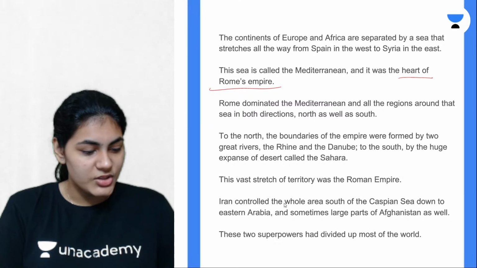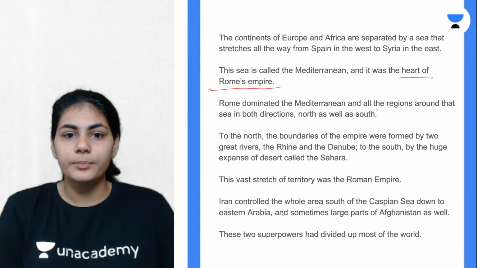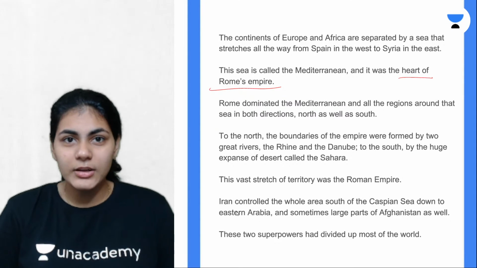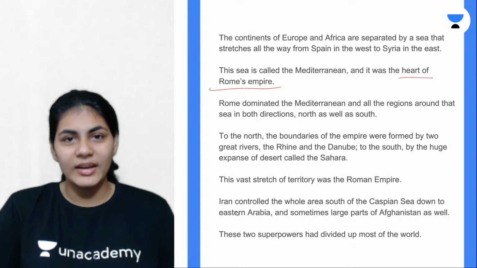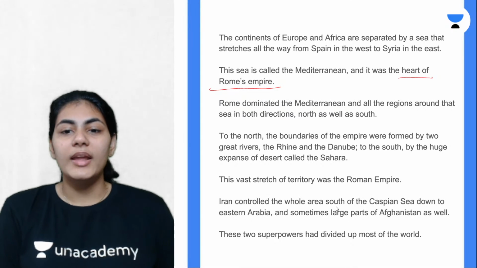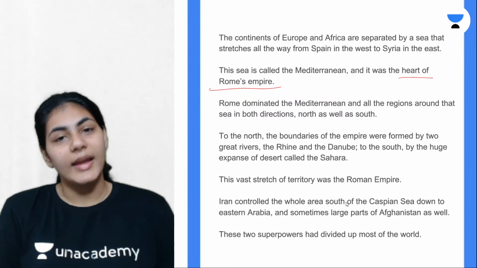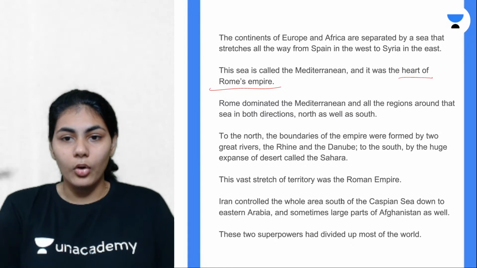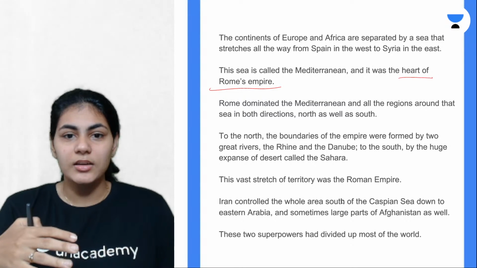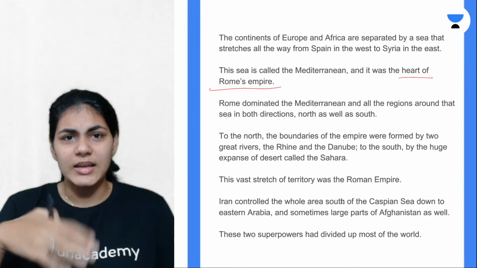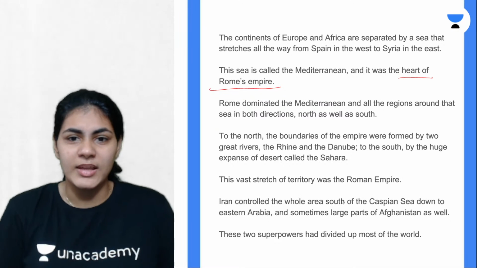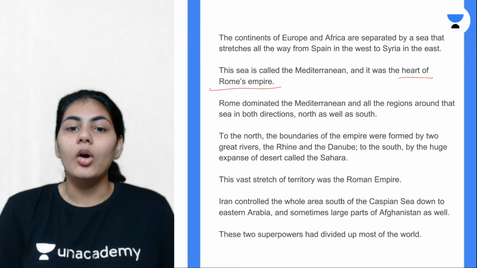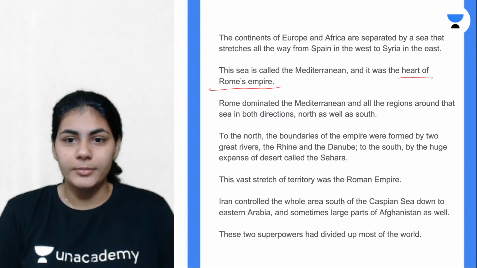So this whole vast stretch is called the Roman Empire. On the other side, there's another important rival, which is Iran, or the Iranian Empire. It controlled the whole area south of the Caspian Sea. Again, go back to the map, locate where the Caspian Sea is. The whole area towards the south of the Caspian Sea, which is eastern Arabia, like Saudi Arabia, Oman, Syria, and all of these places, and also large parts of Afghanistan, all of these places were controlled by Iran.